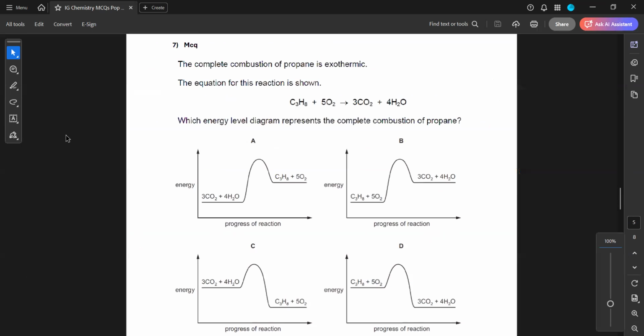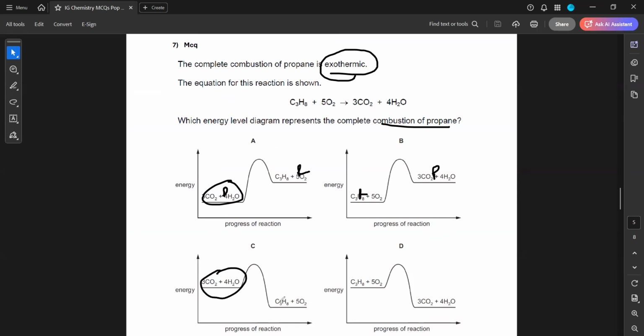The next is which energy level diagram represents a complete combustion? It's an exothermic reaction. In an exothermic reaction, the reactants should have more energy and the products should have less energy. So this is wrong. Even the positions are wrong. Product is written here and the reactants are written here. For an endothermic reaction, reactants have less energy and the products have more energy. Here the mistake is that in place of reactant they wrote product. Here we have the reactants with high energy and the products with low energy, and the arrow will point downward for this change.